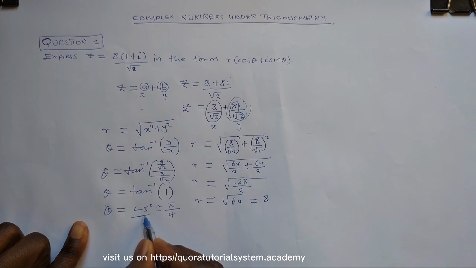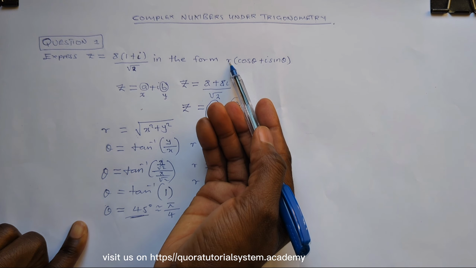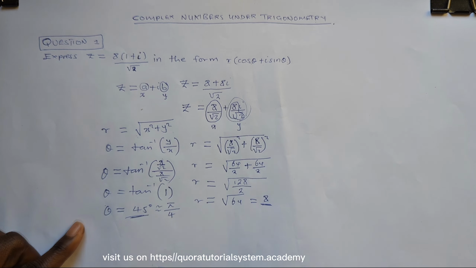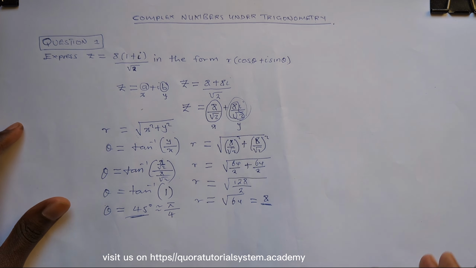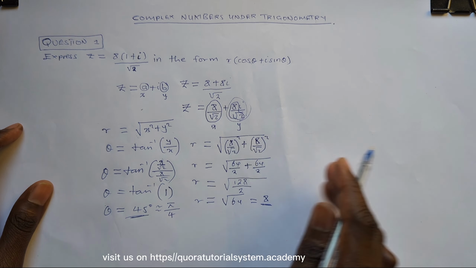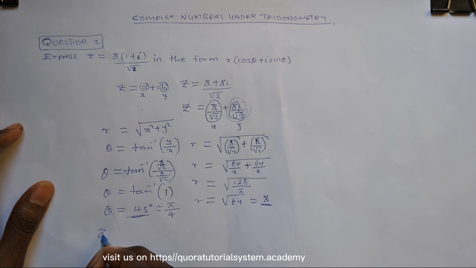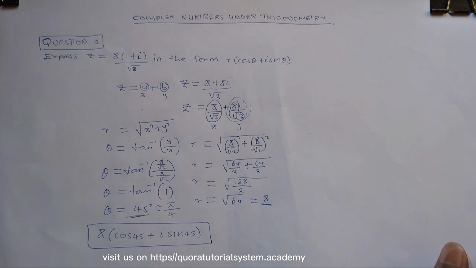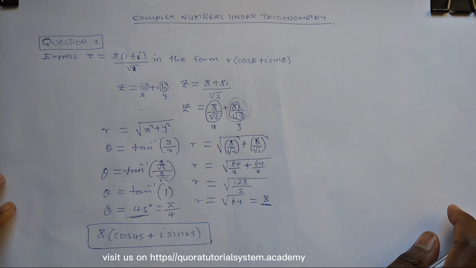Get these two numbers, this one and that one, then you plug them where we have r and theta, meaning that z is going to be expressed in the form of that, which is going to be like this: 8, open bracket, cos 45 plus i sin 45. This is what they were trying to ask for based on this question.